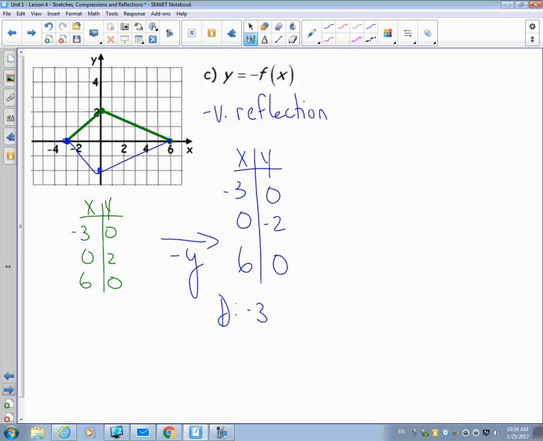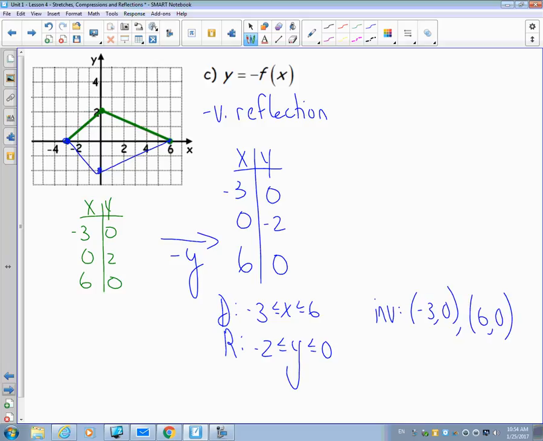Okay, our domain hasn't changed. Our range, oh, our low is not 0 anymore. Our low is now negative 2. Right, so you gotta be careful with that one. The high is now 0. And do we have any invariants? Sure do. The ones that are on the x-axis. Okay, so those are some vertical things.